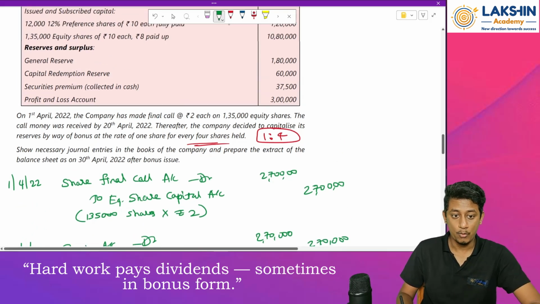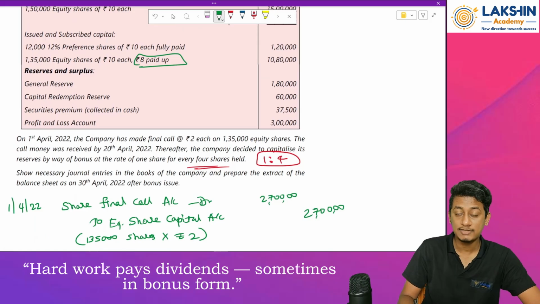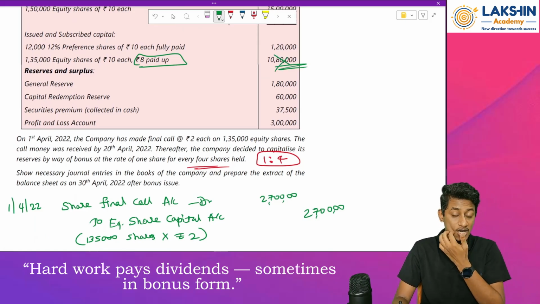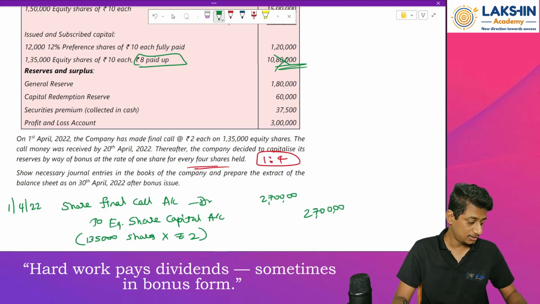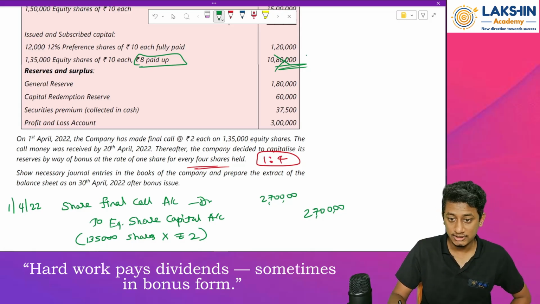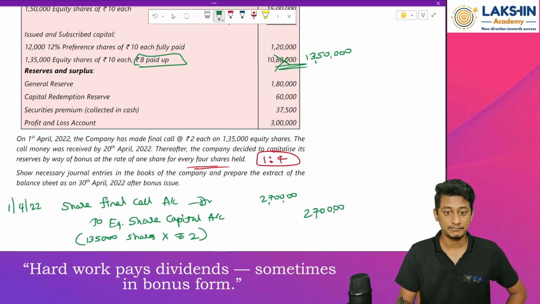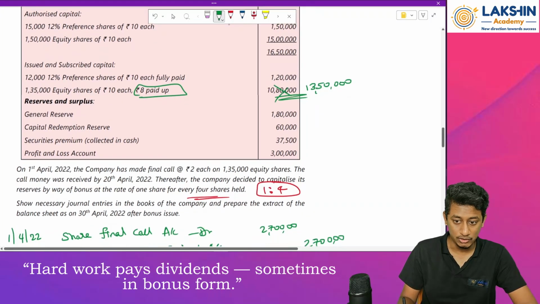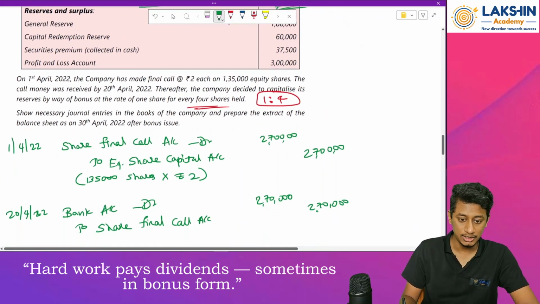Now I have passed this entry. That means whatever was partly paid up has been fully paid up now, right? How much will this increase to? 10,80,000 plus 80,000 plus 2,70,000 equals 13,50,000 now. Clear? Okay. Anything else? Bank account is not given to us to increase it, so leave it.